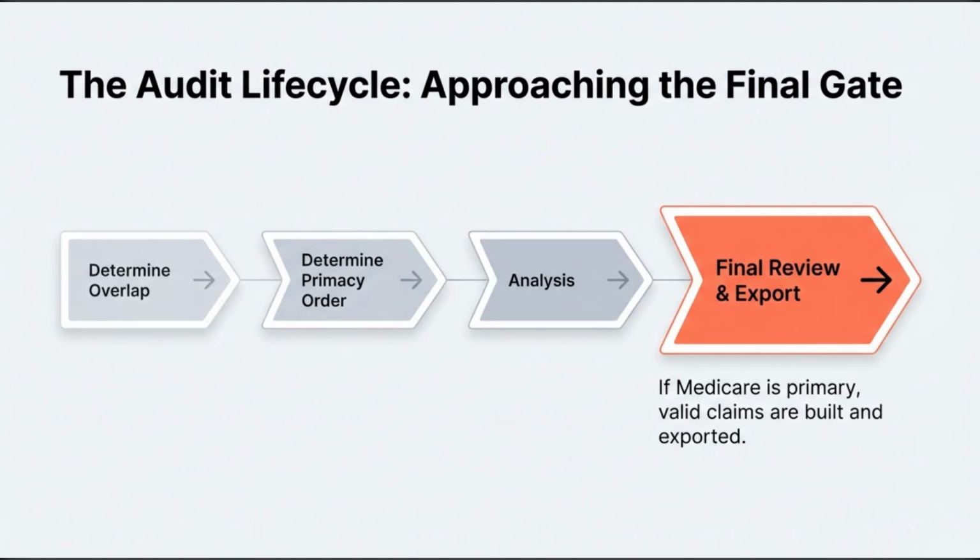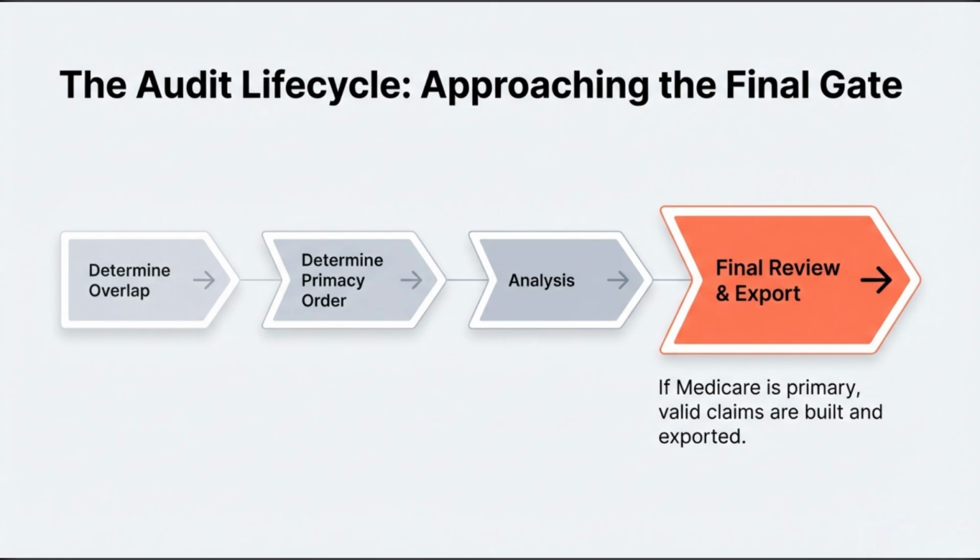Okay, look at this. We've made it. This is the grand finale of our audit lifecycle. You've powered through determining the overlap, masterfully figured out the primacy order, and aced the analysis. Now we're approaching the final gate. This last step, highlighted in brilliant orange, is final review and export. What does that mean for us, the sharpest COB analysts in the game? It means all that complex logic, all that digging into the data comes to a head.